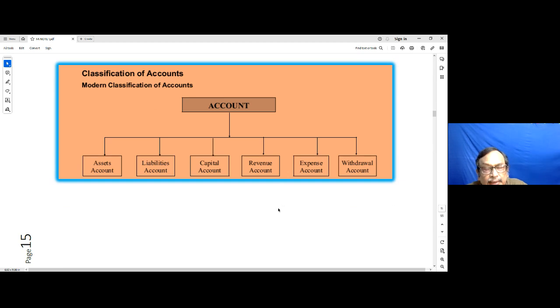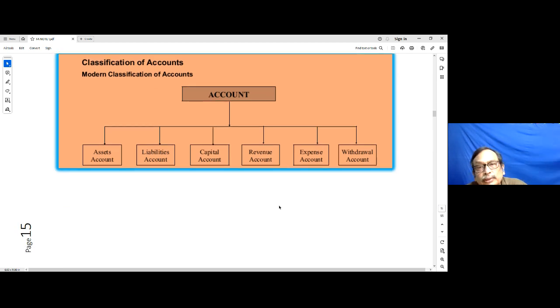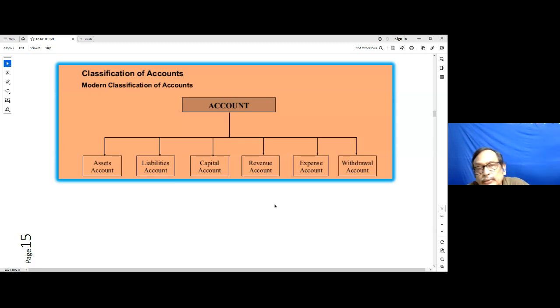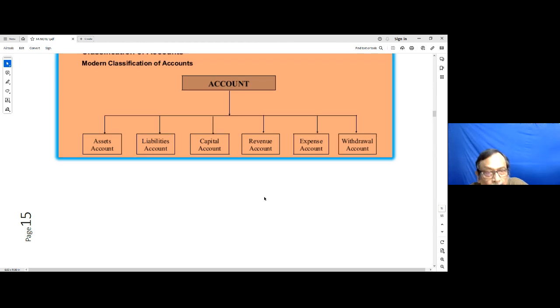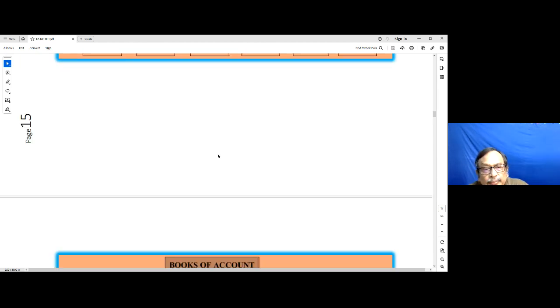Good afternoon, students, and welcome back to the accounts that we have already started. Now I'm coming to classification of accounts, which is called the modern classification of accounts. In modern classification of accounts, we have assets account, then liabilities account, then capital account, then revenue account, then expense accounts and withdrawal account. So that is the modern classification of accounts.